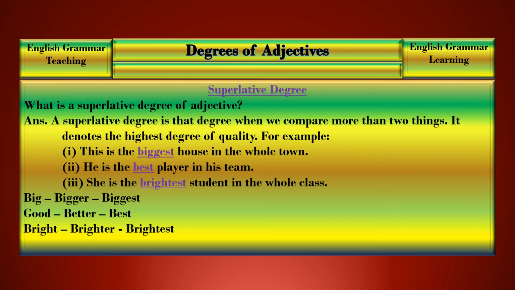Here in these three sentences, we have the words big, bigger, biggest. Good, better, best. Bright, brighter, brightest.